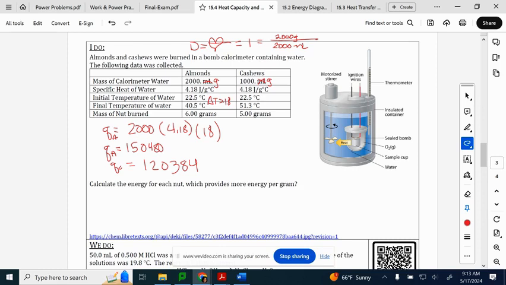How'd you do? You get the right answer? I got that answer by taking the 1,000 grams of water. I multiplied it by the specific heat for water. And then I multiplied that by the change in temperature. So this was my change in temperature for this guy. So that is 28.8. So that's how I came up with that value.